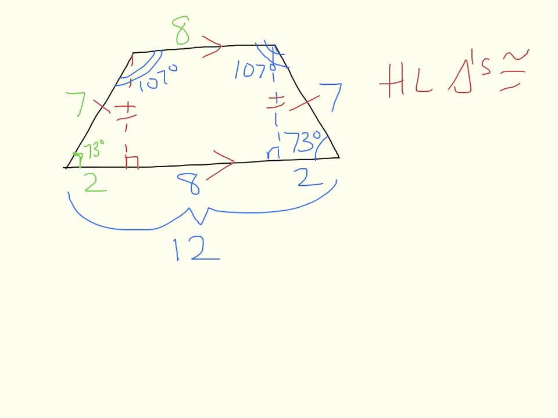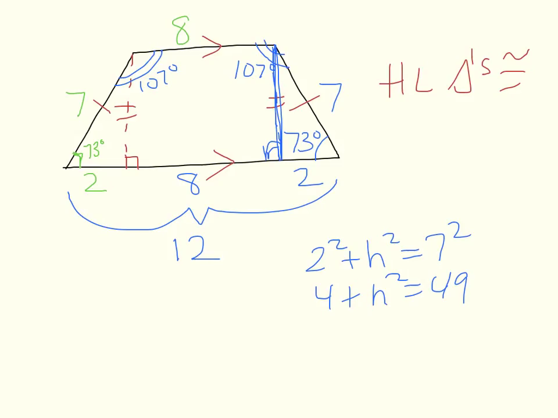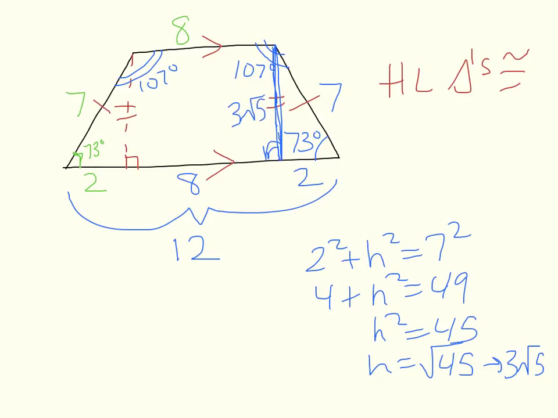If we wanted to know the height, we could do the Pythagorean theorem. It's not going to work out nicely, but 2 squared plus the height squared equals 7 squared. So 4 plus h squared is 49. So h squared is 45. So h is the square root of 45. And just a little reminder, this should turn into 3 root 5. If you don't remember how to do that, remind yourself how to simplify radicals, but hopefully you remember. So 3 root 5. So there you go. So that's how you find all the measurements, angles, and sides in special quadrilaterals.